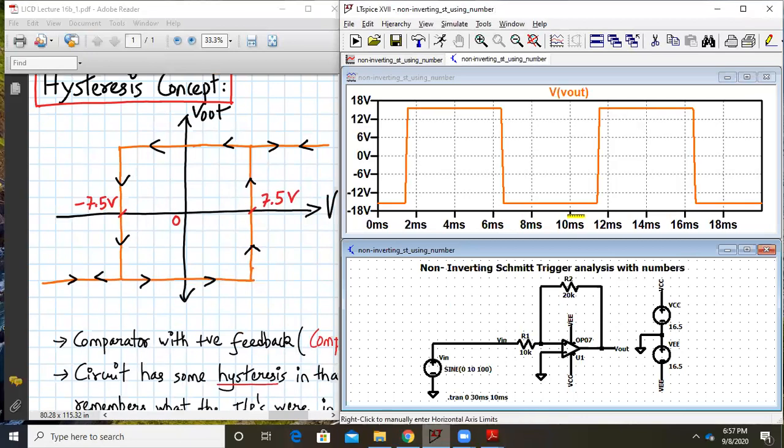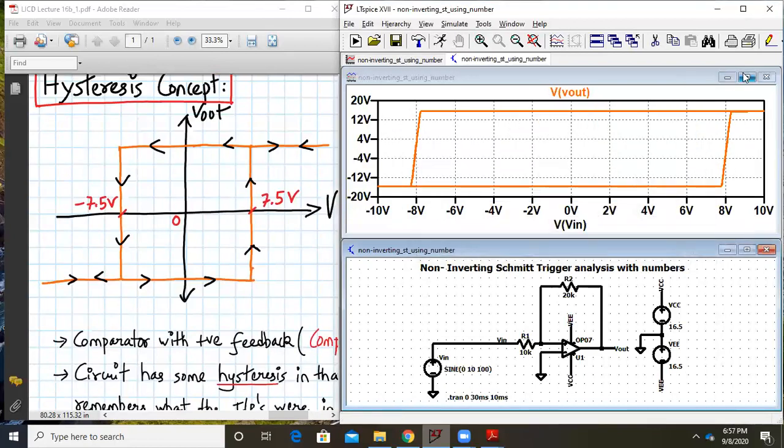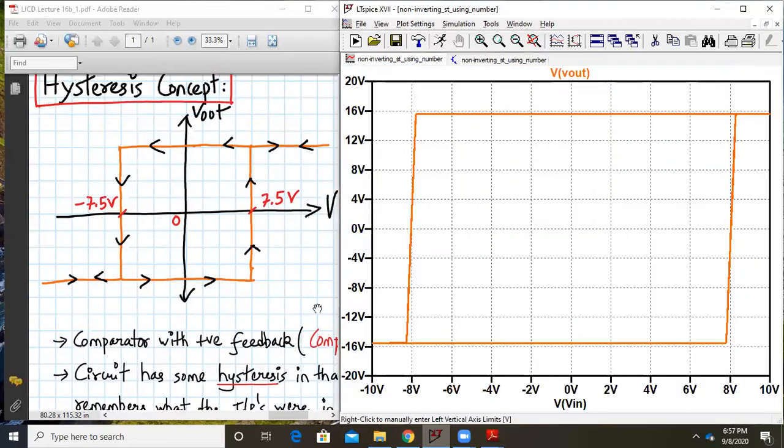Let me simulate that again and show it to you. So we'll need to right click over here and type V of V in. So that's how you get the hysteresis curve. Okay. Now the color is also matching. It's orange and orange here also. So that's my V out versus V in curve. That is the VTC curve for my non-inverting Schmitt trigger.